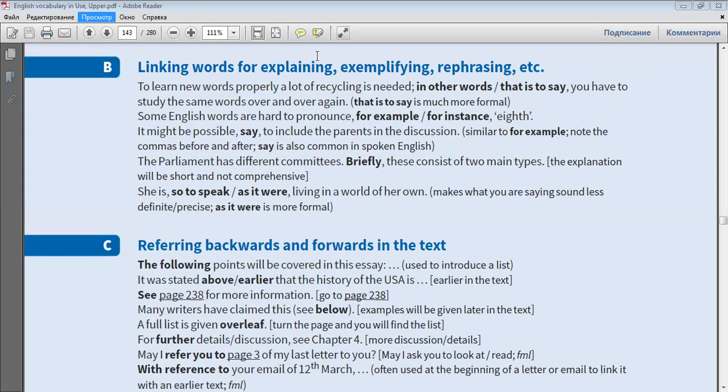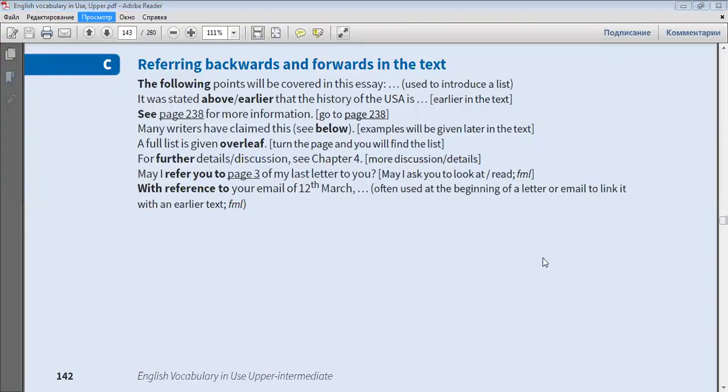B. Backwards and forwards in the text. The following points will be covered in this essay, used to introduce a list. It was stated above, or earlier, that the history of the USA is... See page 238 for more information. Many writers have claimed this. See below. A full list is given overleaf.